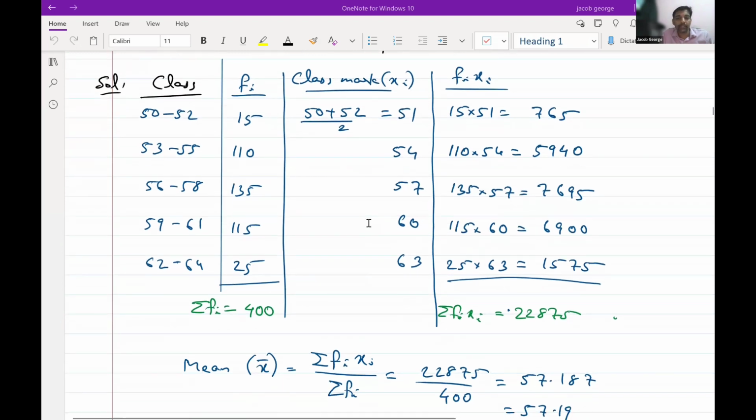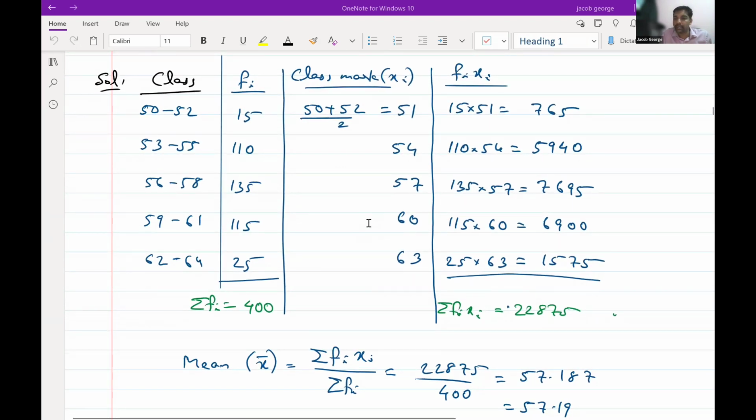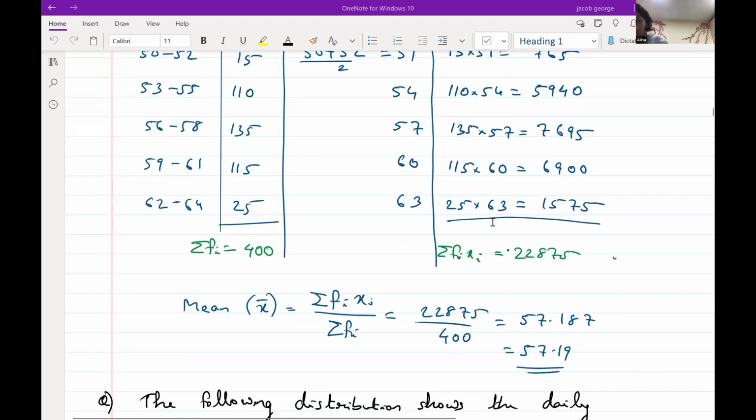So direct method, all of you got the clear idea. The direct formula is sigma fi xi by sigma fi. Any explanation required, calculations, everything? Is it fine, children? Yes, sir. Everybody got it, right? Fine. Okay.